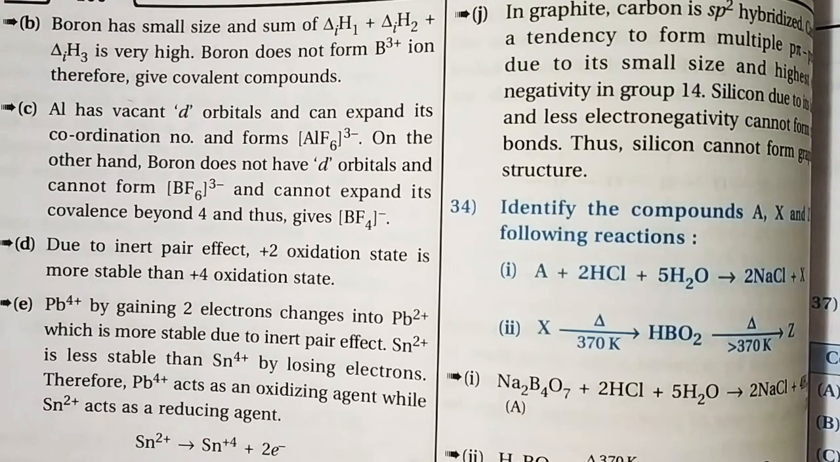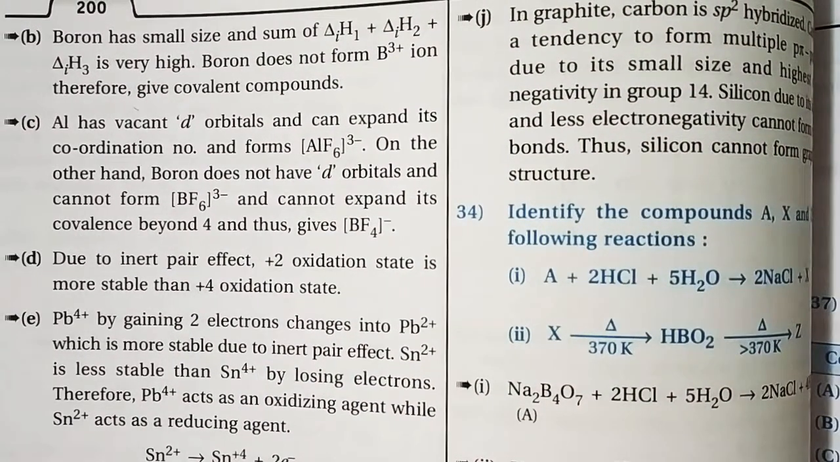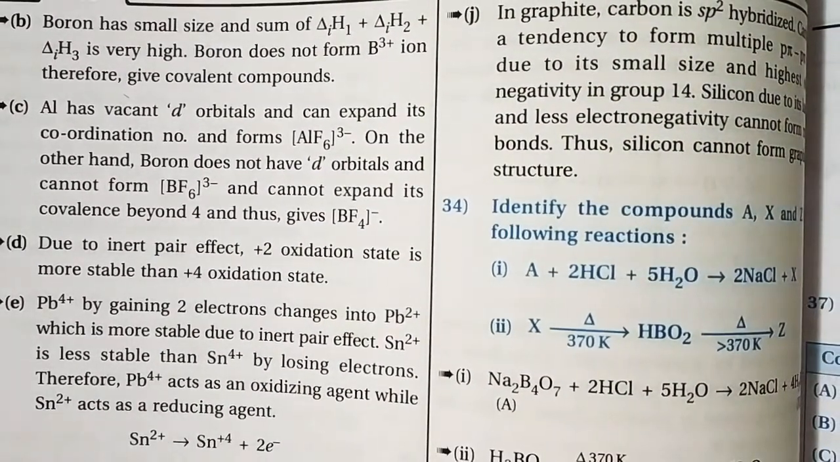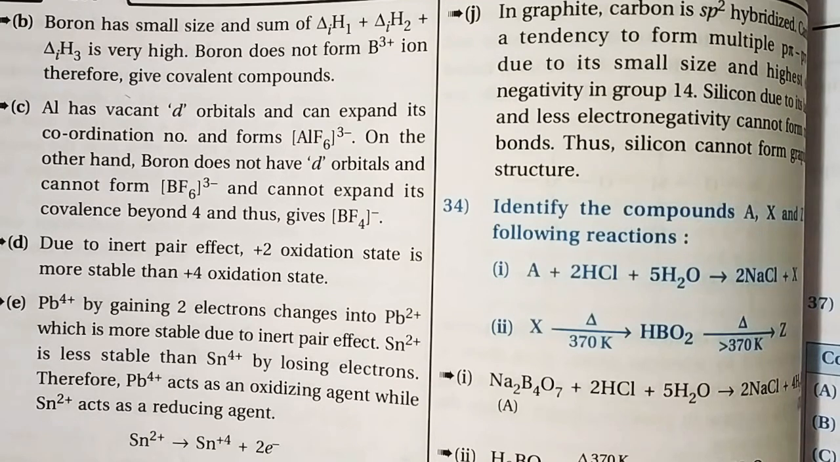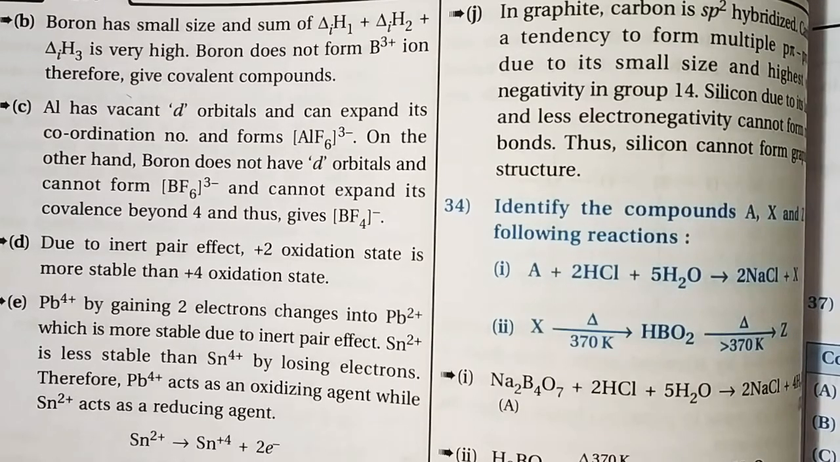Next reason is given like that. Boron does not exist as a B+3 ion. Why boron? Boron has a small size, so the sum of all the enthalpies, first ionization enthalpy, second and third, is very high. So boron does not form the B+3 ion. So it gives a covalent compound.